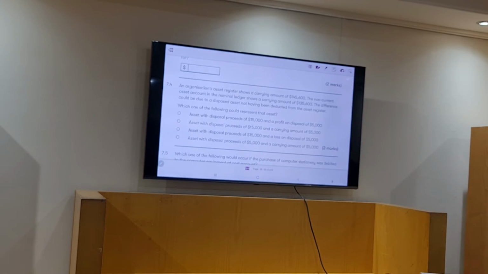Anyway, an organization's asset register shows a carrying amount of 145,600. The non-current asset account, the nominal account, shows a carrying amount of 135,600. The difference could be due to a disposed asset not having been deducted from the asset register. Which one of the following could represent that asset?